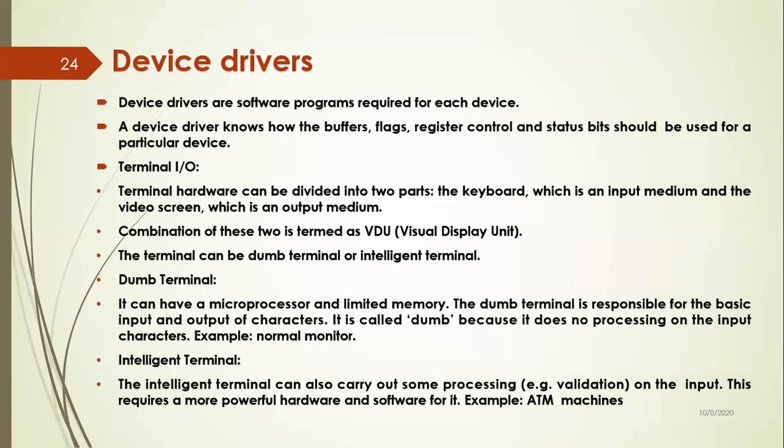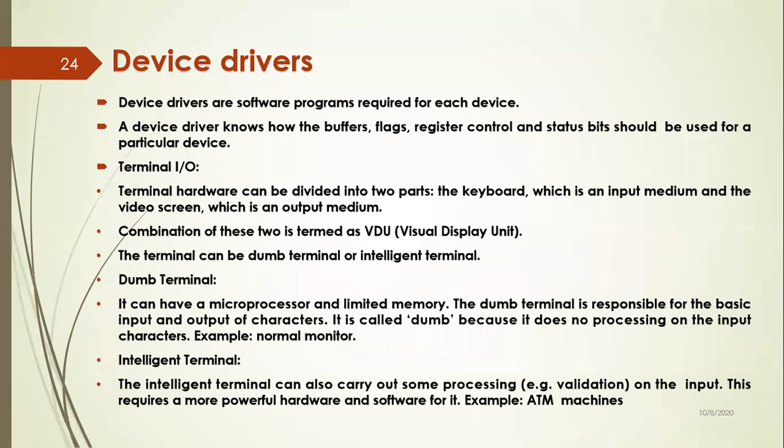Now in terminals, input output terminals are there. Terminals means what? The hardware which is connected to your computer system. Okay, that is your terminals. And input output terminals, input output devices connected to your system, that is a terminal input output. Now when you call the terminal input output, there are two types of terminal. First is a dumb terminal and second is an intelligent terminal.